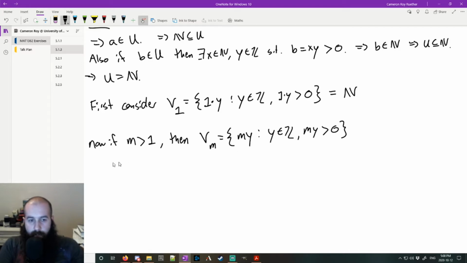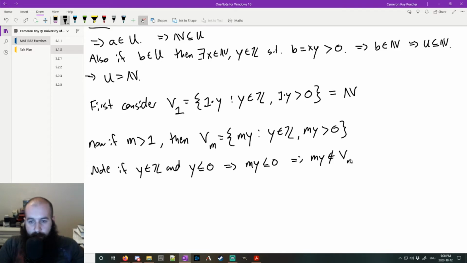So we can say, note, if y is an integer and y is less than or equal to 0, since m is natural, this means that my is less than or equal to 0, which means that my is not in Vm. So what this means by contrapositive is that if my is in Vm, then y is strictly larger than 0, which is the same as saying y is natural.